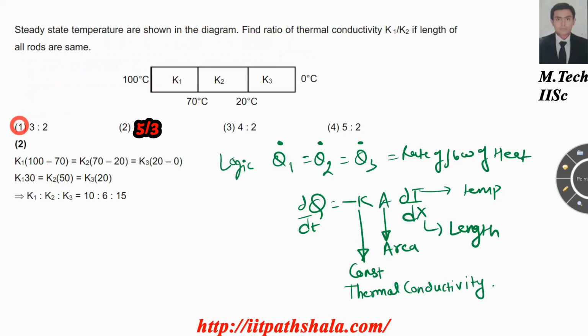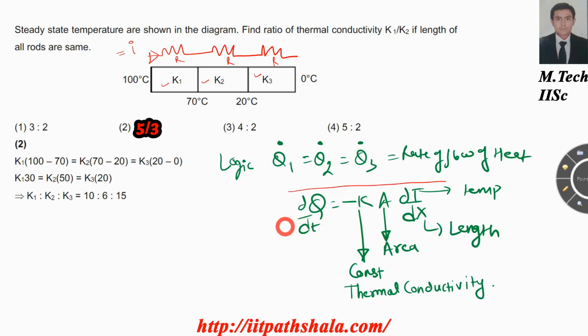Okay, now steady state temperatures are shown in the diagram. Steady state because they are not changing any further. So you have to find the ratio of the thermal conductivity K1 by K2 if the length of all the rods is the same. Because these are all rods, by using the current analogy, I can say that all the rods are offering some kind of resistance to my flowing current. So my current in these rods is nothing but the rate of flow of heat for me. So the rate of flow of heat for this rod will be equivalent to this rod, will be equivalent to this rod. This is the formula of rate of flow of heat.